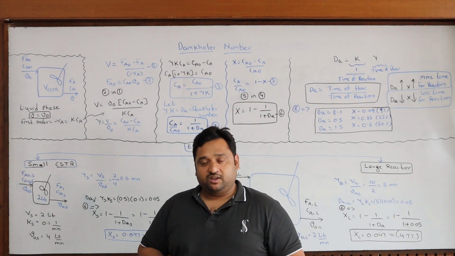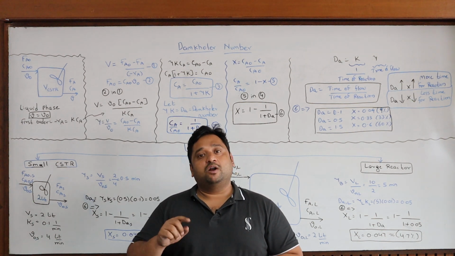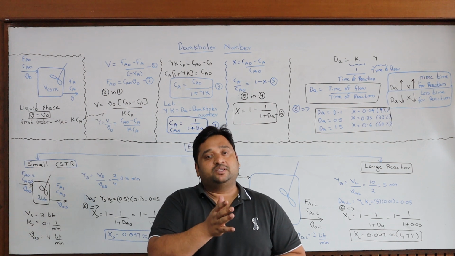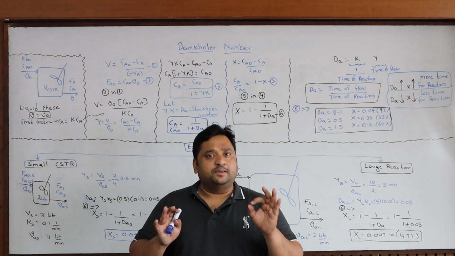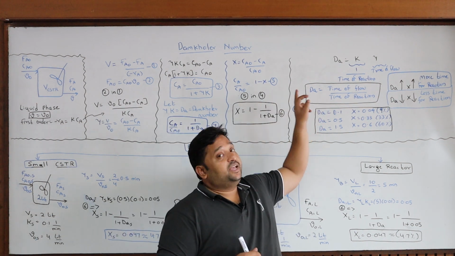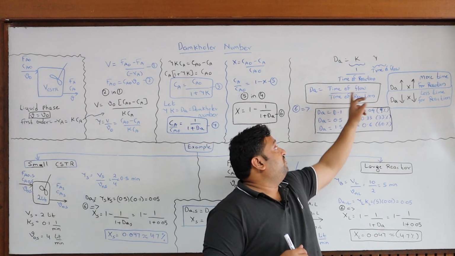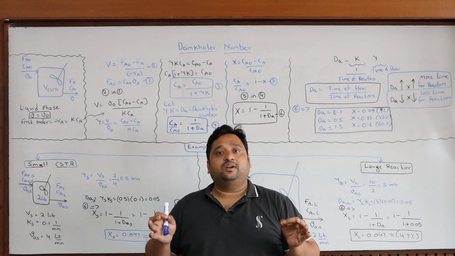In today's lecture, we are going to discuss one number which is called the Damköhler number. It has many importance in the area of chemical reaction engineering. A simple definition of the Damköhler number, represented by the term Da, is time of flow divided by time of reaction. Okay, this is what the Damköhler number is.